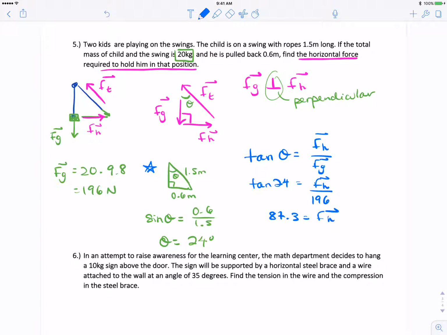Beautiful. Any questions? You can do a statement if you want there for horizontal force required. It is 87.3 newtons, and it's horizontal. There is no directionality. It's just east or west in this case if it was opposite.